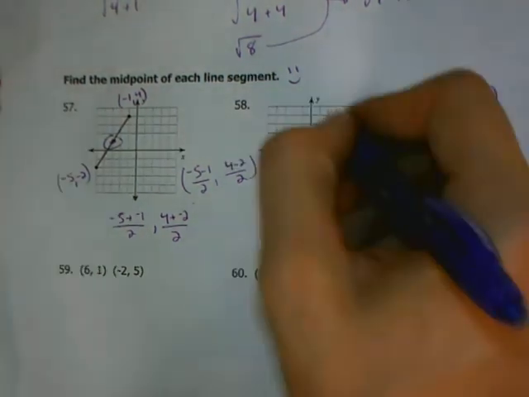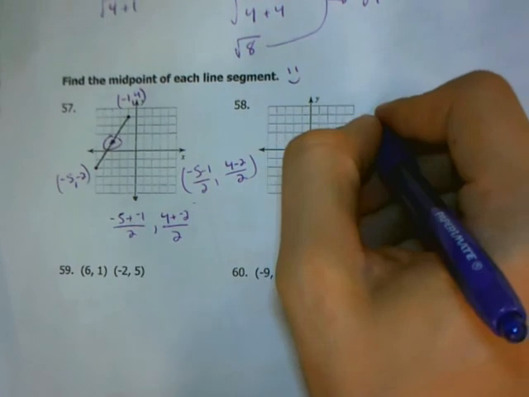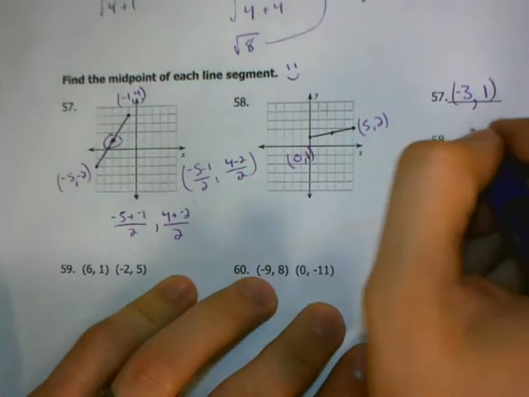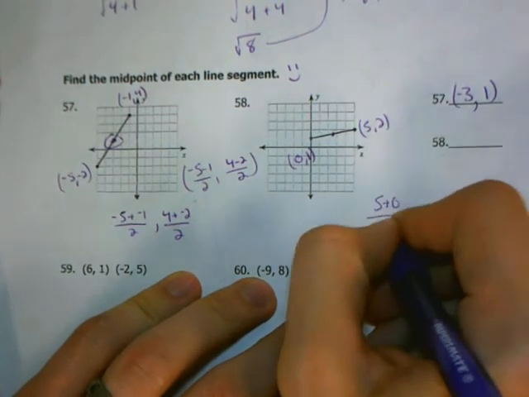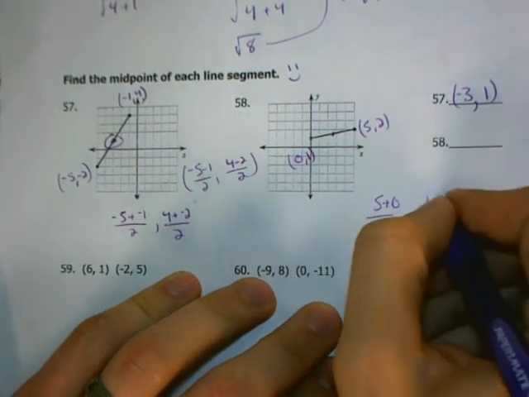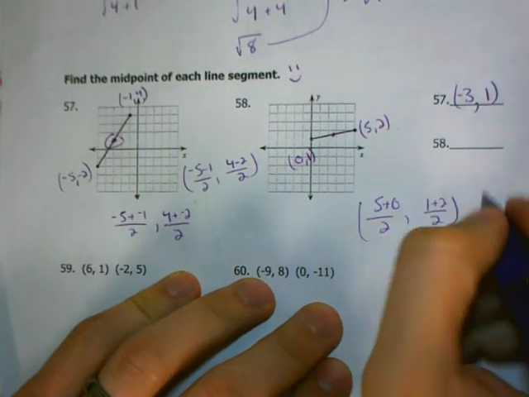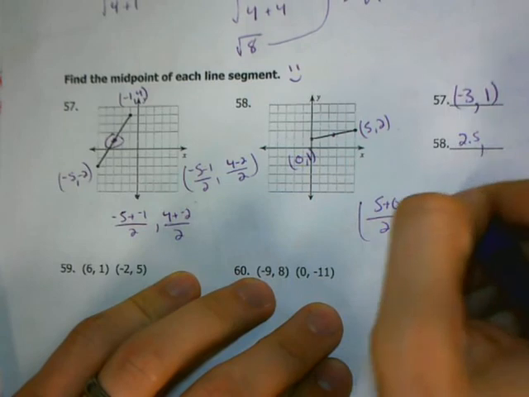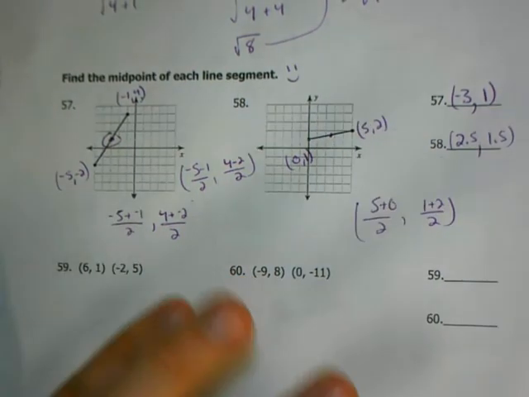Same thing here on this next one. 0, 1, and 5, 2. I'm going to grab 5 plus 0 over 2, 1 plus 2 over 2, average of my x's, average of my y's. 5 over 2 is 2.5, and 3 over 2 is 1.5. You'll notice again that's right where it falls.